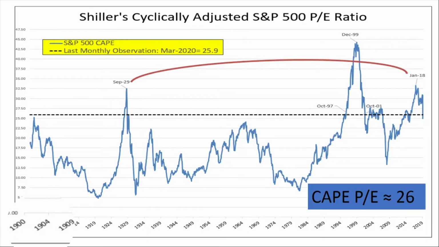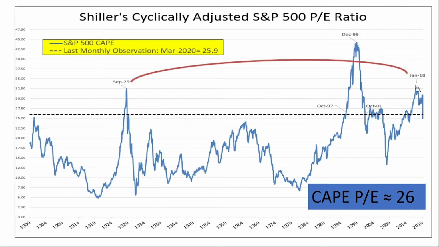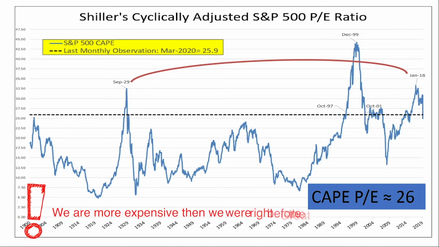So notice first on this chart, we go all the way back to the 1900s. So we got 120 years of history here. Now, just recently, we hit a recent peak. It was in January of 2018. We hit a recent peak. And at that peak, we were actually more expensive than we were right before the Great Depression. Wow. We were just recently more expensive than we were right before the Great Depression.